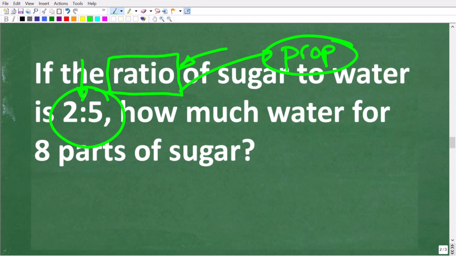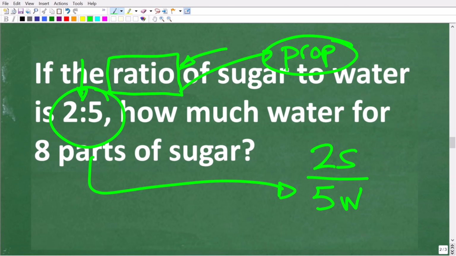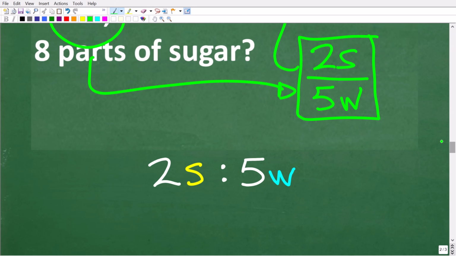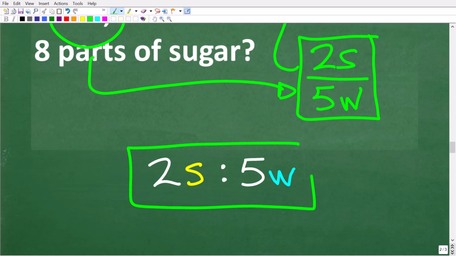And the first thing that we need to do is express our ratio here, 2 to 5. Instead of using this colon, we want to write this ratio as a fraction. So instead of 2 to 5 this way, we can write this ratio as 2 parts of sugar to 5 parts of water. So now we have a fraction, and that's going to help us set up a proportion to solve this problem. Okay, so again, if you have your ratio expressed like this, 2 parts of sugar to 5 parts of water, you want to rewrite it again as a fraction.